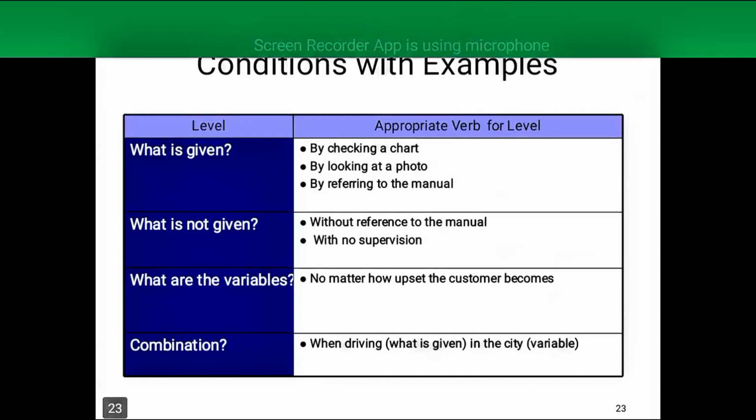Conditions, with examples. What is given? Appropriate verb for level. Level is what is given: by checking a chart, by looking at a photo, by referring to the manual. What is not given? Without reference to the manual, with no supervision. What are the variables? No matter how upset the customer becomes. Combinations: when driving, what is given in the city variable?